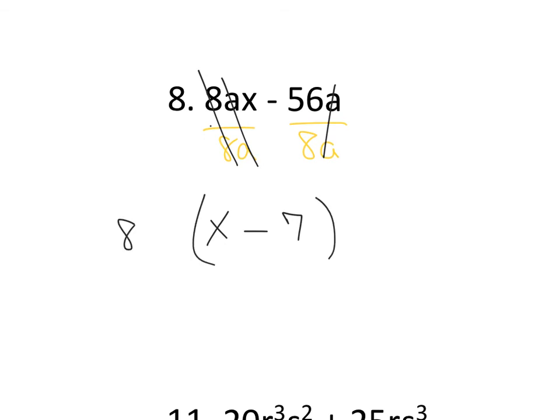Next one. I'm going to ask myself, GCF. There is. I can pull an 8 out of these two pieces, and I can also pull out an A, because they both have 8s and A's inside of them. The 8s will cancel here, leaving you with an X, the 8 and the A, minus 56 divided by 8 is 7, and then the A's will cancel out. Just do not forget to write that GCF on the outside.